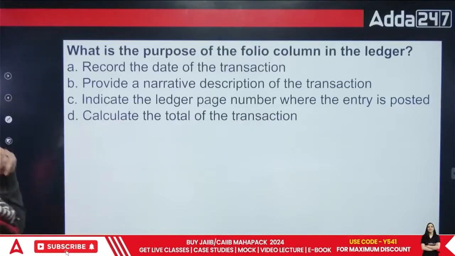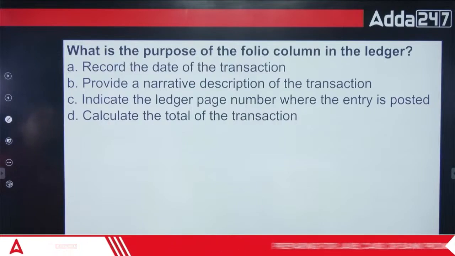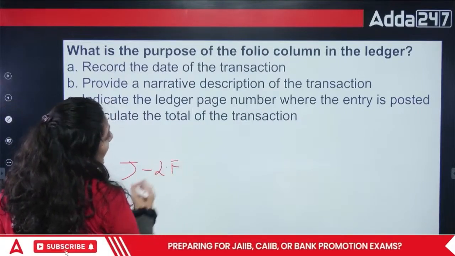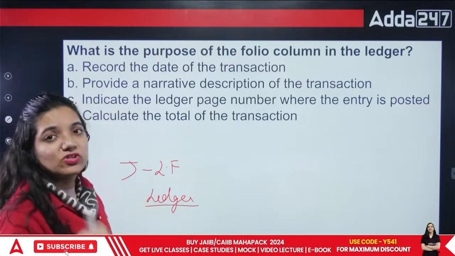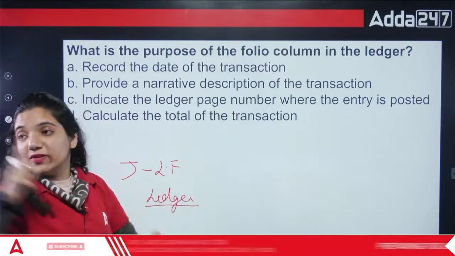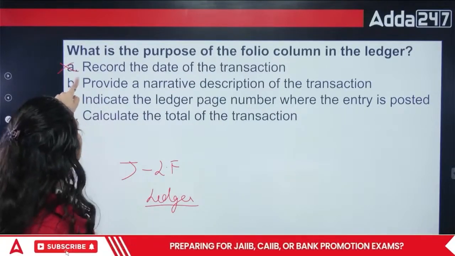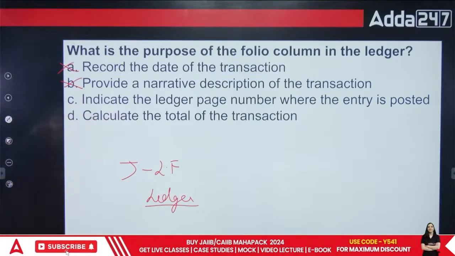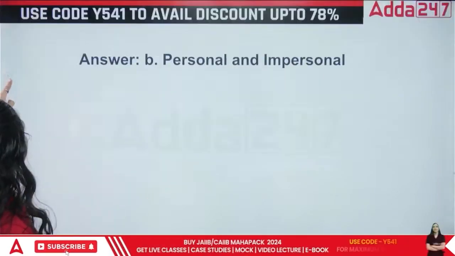Then what is the purpose of the folio column in the ledger? In terms of ledger, they also have a folio. When you talk about journal, it refers to the ledger. See, everything goes from a journal towards a ledger. So when journal is saying this was the point, that it goes to the ledger, the point which is there in the ledger will talk about the particular journal it belongs to. So it records the date of transaction, no. It is narrative description, no. Then indicates the page number of the particular area where the entry is posted. The answer is C. The answer is C.